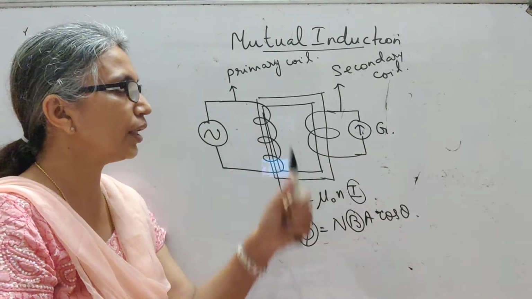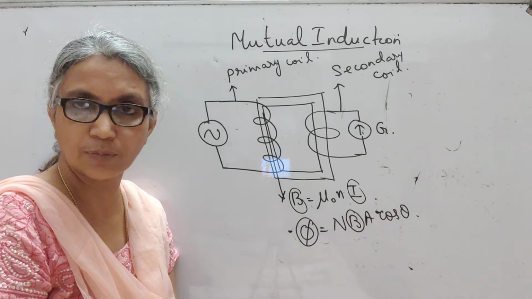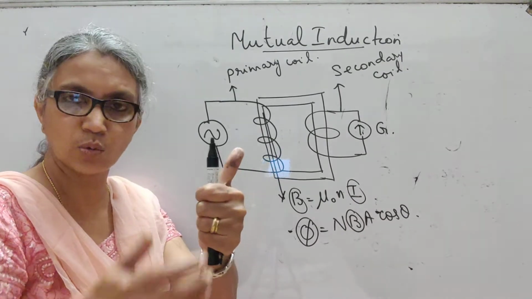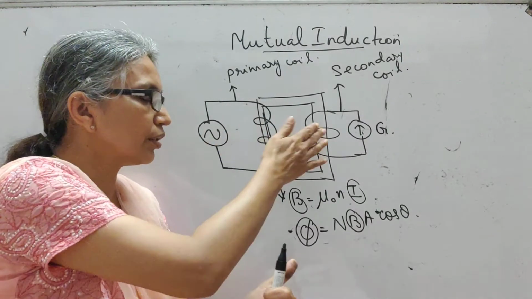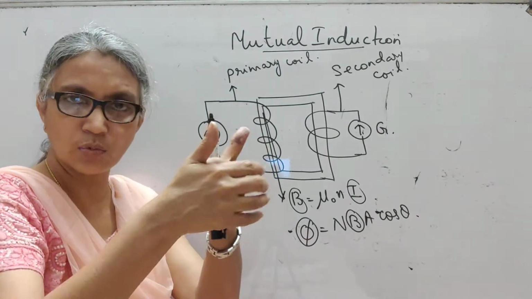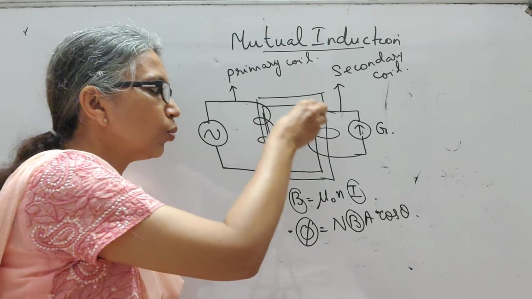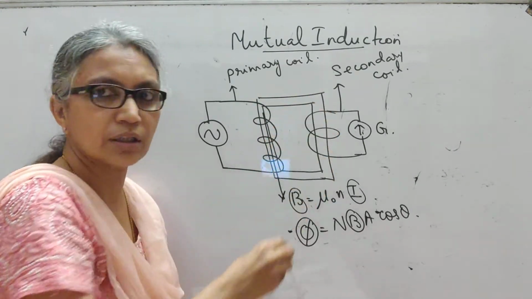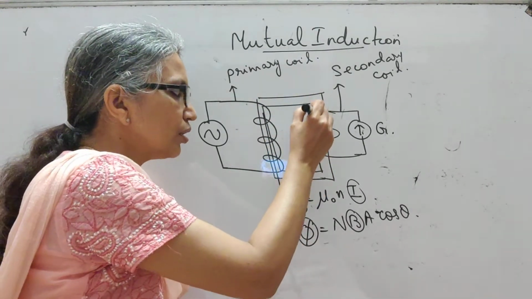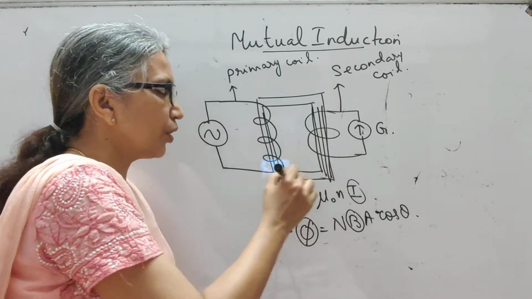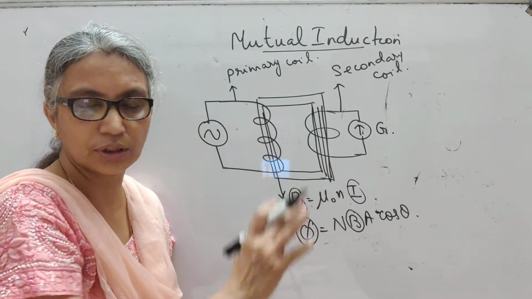Since the primary coil and the secondary coil are wound on the same core, most often they are wound one over the other. I drew it like this so that you can see it clearly. They are wound one over the other. So any change in flux that's happening here will be linked to the secondary coil also, because it's the same core passing through both the coils.